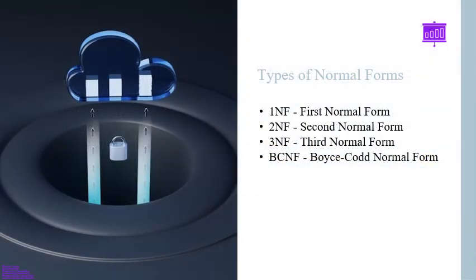Types of normal forms. To solve these issues, we follow a step-by-step process using something called normal forms. These are levels of database optimization. First normal form, second normal form, third normal form, and Boyce-Codd normal form. Each one improves the data structure more than the previous one.